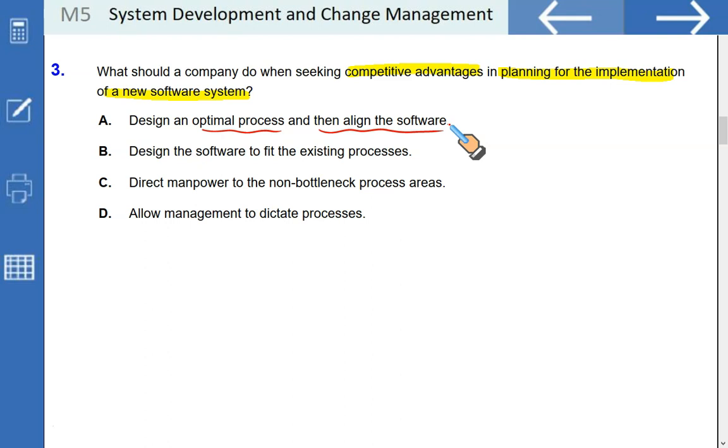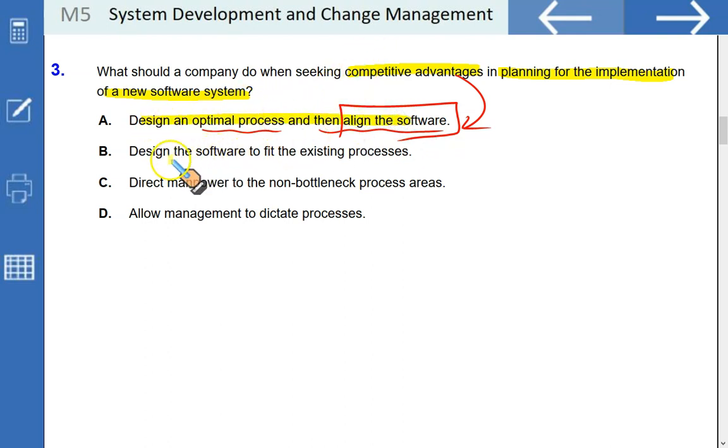provides you greater opportunity not only to access the software's capabilities, but also to reassess and revisit your existing processes, existing activities, so that we can align them with the new software. So this is true. If you want to gain competitive advantage, design an optimal process and then align the software with that process. Perfect option.